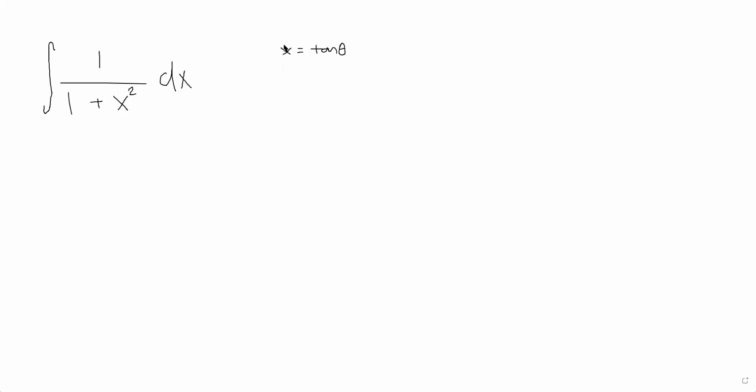So let's say x is equal to tangent of theta. Well, we don't have just an x. We actually have an x squared. So what I want to do is square x in order to find a suitable replacement for the thing I drew a box around. So x squared is going to be tangent squared theta. So let's take the derivative of x with respect to theta. So if x is tangent of theta, what is the derivative of tangent?